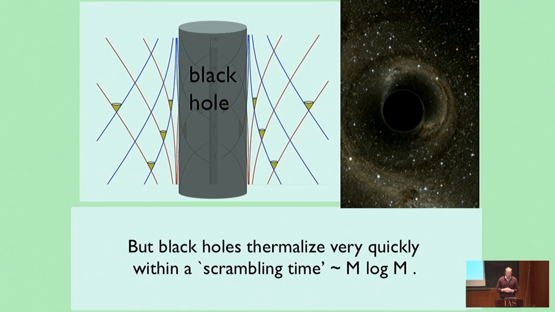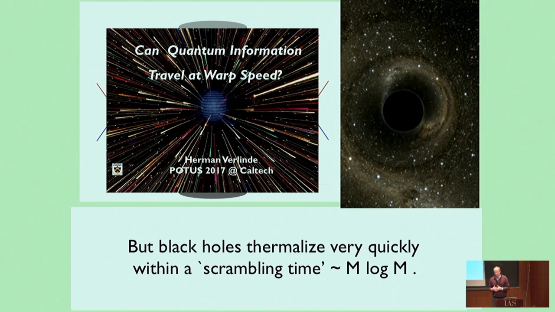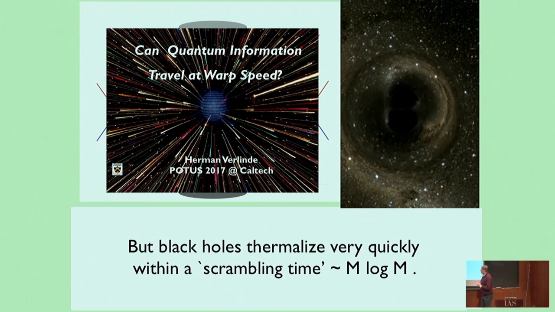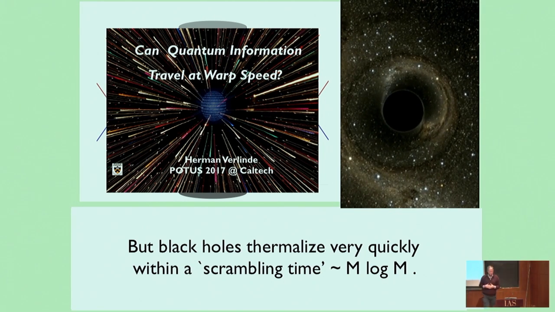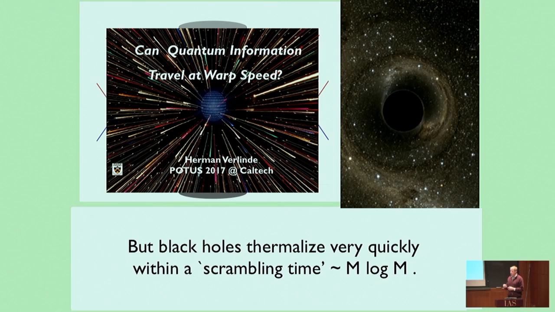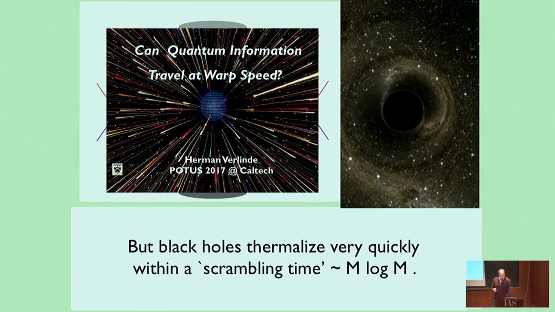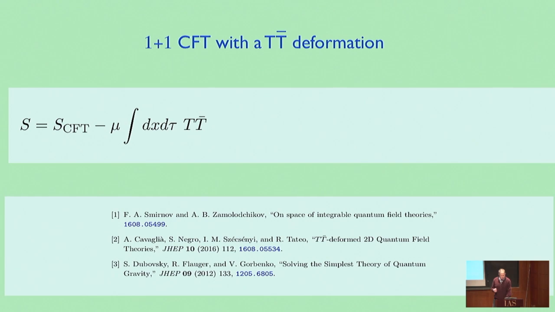But the contradiction is that it's very hard to imagine how, by causal propagation along a membrane horizon, one could imagine this thermalization happening that quickly. And partly as a consequence of things we learned from the T T-bar deformation, I also gave a talk 2 years ago where I asked this question: can quantum information travel at warp speed, with precisely the same sort of motivation? The black hole thermalization seems to happen too quickly compared to the causal structure near the horizon.